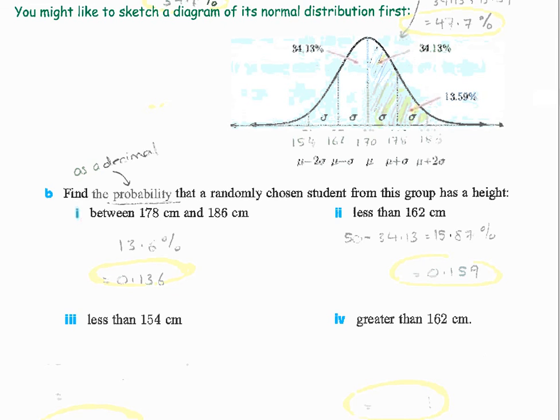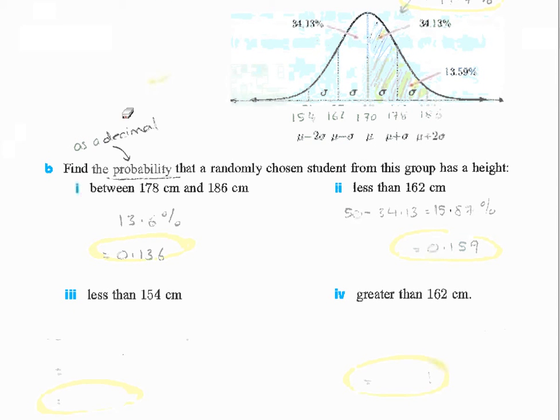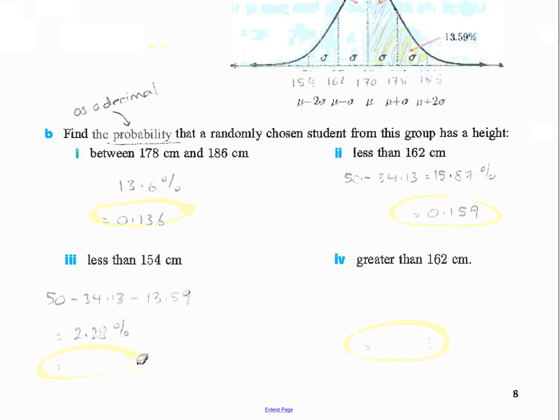Less than 154, so we've got minus 1 standard deviation. So we've got to add these last 2 areas together. Remember, it was 2.15% and 0.13%, wasn't it? Or the other thing, as I've done here, you could do 50%, which is the whole area, minus 34.13 minus 13.59. That gives you 2.28%. Divide by 100 to turn into a probability, and you will get 0.0228.